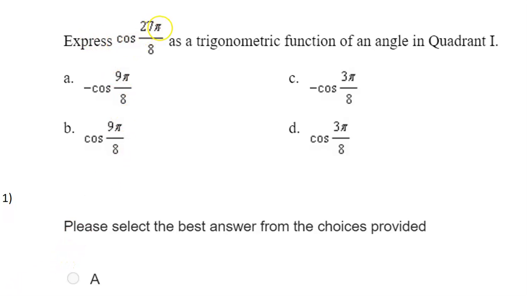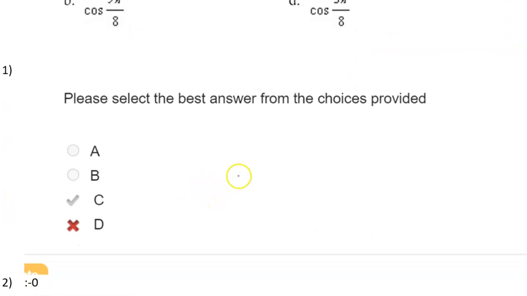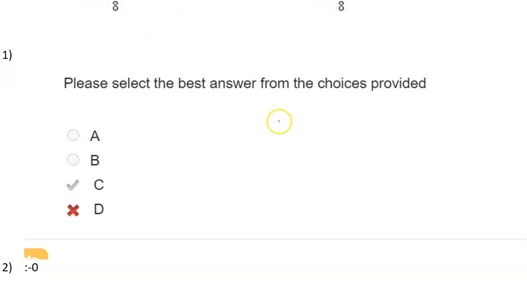Express cosine 27 pi over 8 as a trigonometric function of an angle in quadrant 1. So look, when they say an angle in quadrant 1, that's just code for reference angle. So we're just really talking about finding the reference angle. And we might need to stick a negative sign in front of it depending on what quadrant it's in. So let's figure out what the reference angle is.